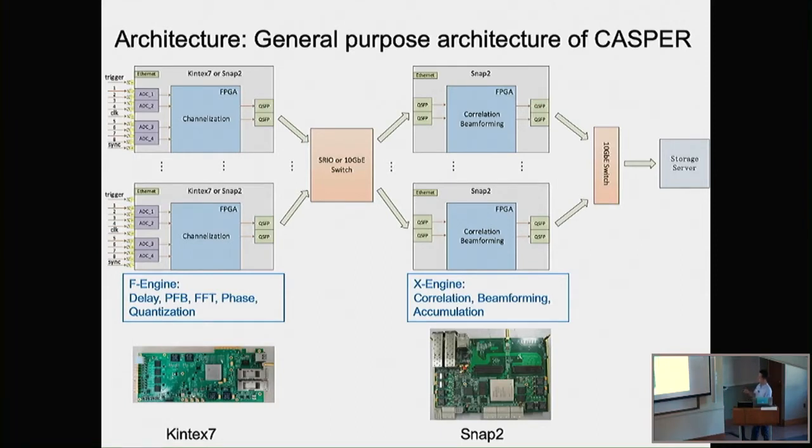The F engine mainly completes the channelization, including time delay, PFB, FFT, phase compensation, and quantization, and the X engine primarily implements correlation, beamforming, and accumulation. And the switch is responsible for the data transmission and exchange between the F engine and the X engine. And we use our own designed serial switch and 10 gigabit Ethernet switch.